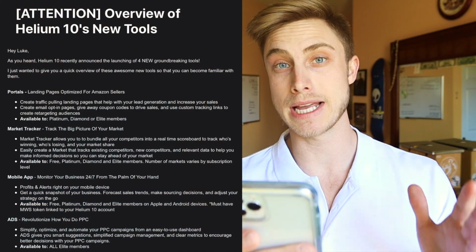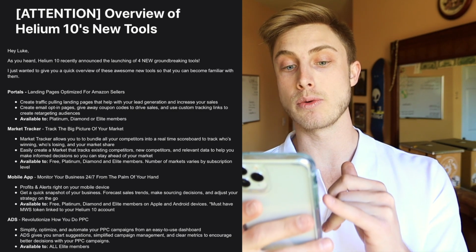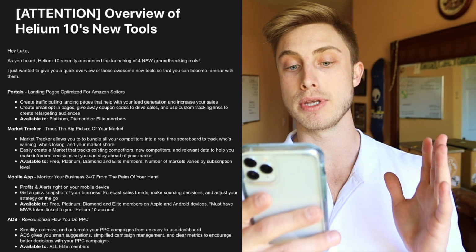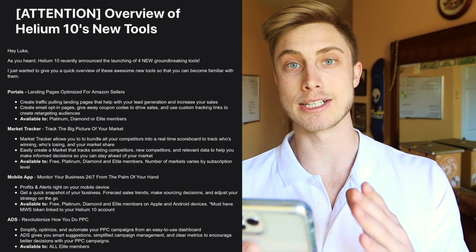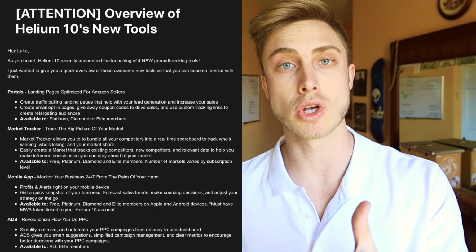And I'm also going to show you, as I can show in this email here, some of the different tools that Helium 10 just added. One is going to be Portals, which is going to help you create landing pages optimized for your Amazon listings, where you can then drive traffic from your social media or even run Google ads. And this will help you build an email list of customers that you can then launch new products to every time you launch a new product under your brand. So that's super helpful, and it's awesome that they're integrating that right inside of Helium 10 itself.